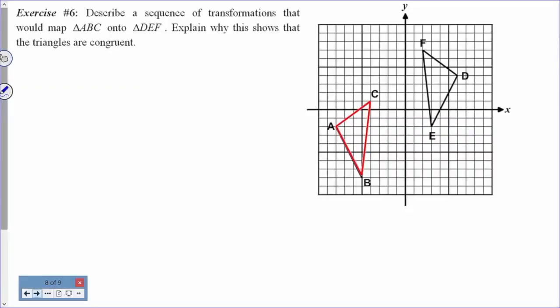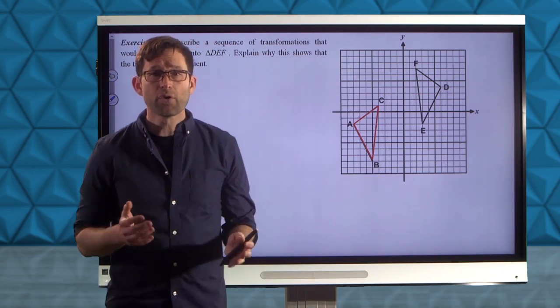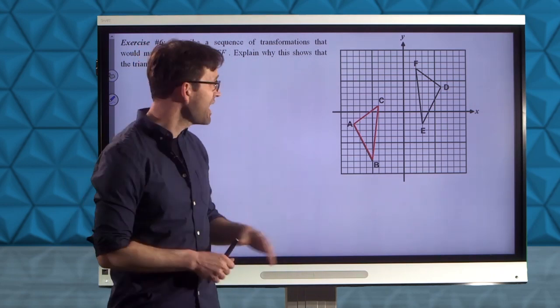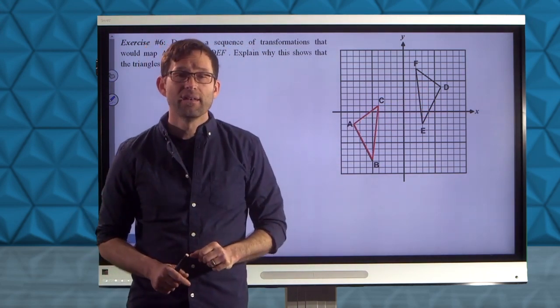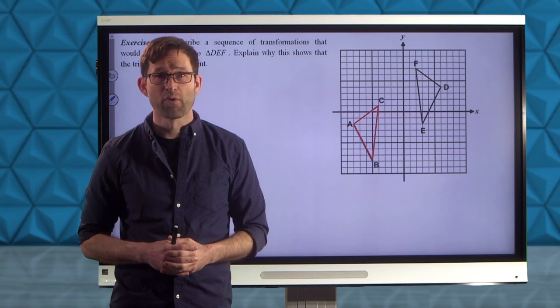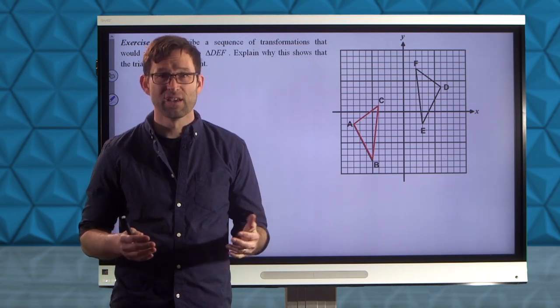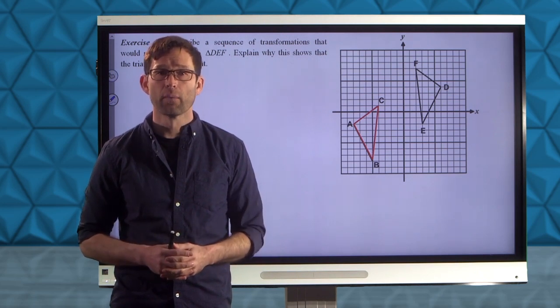Exercise number 6. Describe a sequence of transformations that would map triangle ABC onto triangle DEF. Explain why this shows that the triangles are congruent. All right, now again, there's different correct answers here. I just have to somehow get this thing on top of that. Now, it's not likely that I'm going to be able to do it with one transformation alone. I'm going to have to have a sequence of them. So what I'd like you to do now is pause the video and play around with this for a little bit.